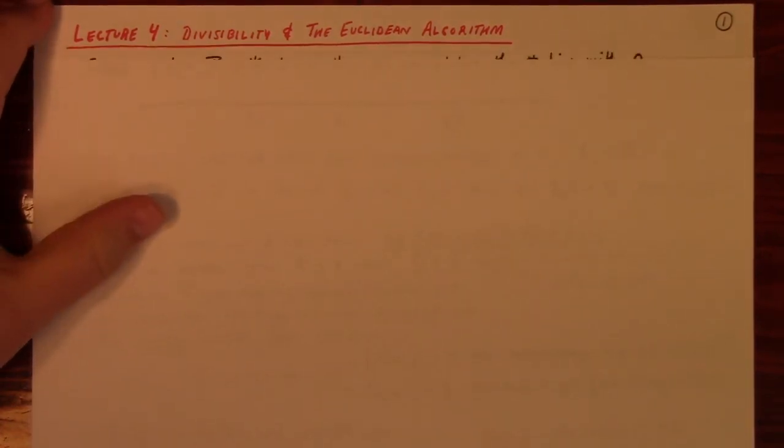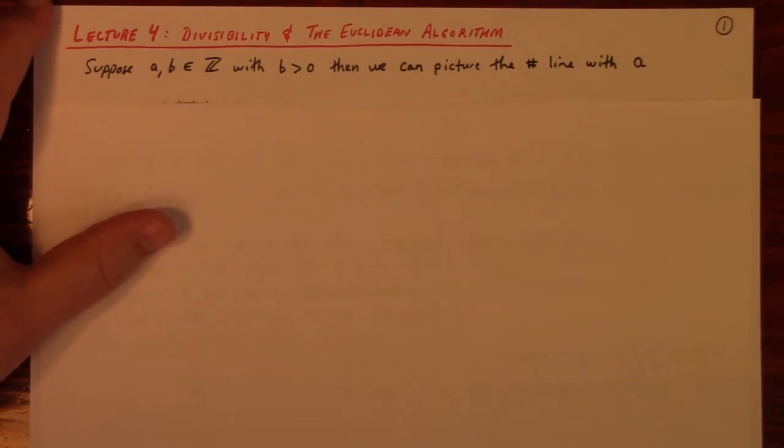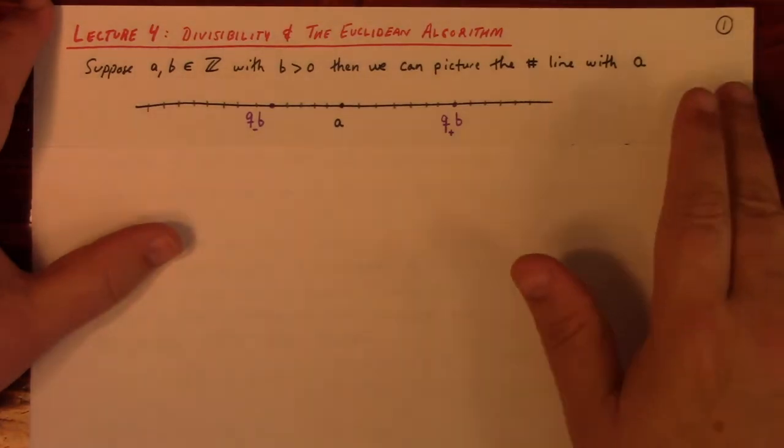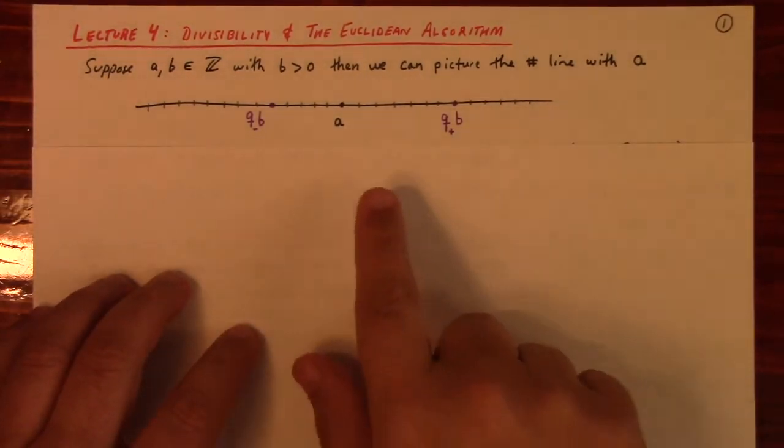All right, well, welcome to Lecture 4 on divisibility and the Euclidean algorithm. So let's get started here. Suppose we have integers a and b, and suppose b is positive just for the sake of making the picture nice. Then we can picture a number line which has a on it, right?